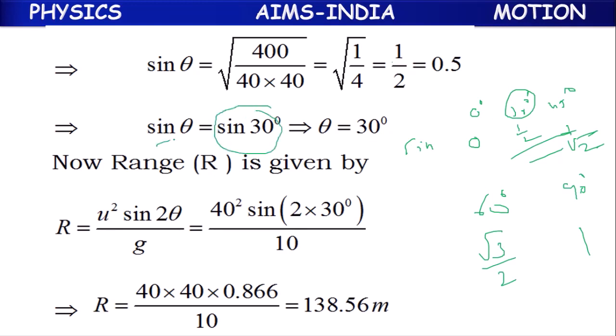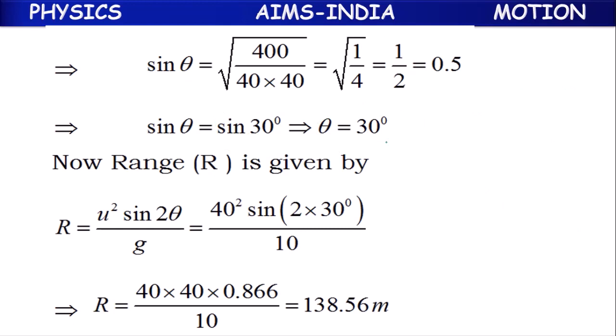Now sin theta, theta equal to 30. Means when we throw with an angle 30, it will go like this. Means it will just touch the ceiling. Just means almost ready to touch the ceiling, and it will come back.